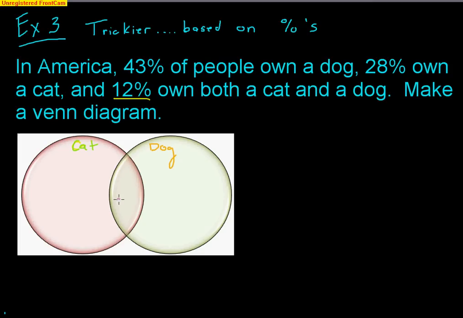So in the middle, I'm going to put that 12%, 0.12. You could write 12% if you want to. I'm going to use the decimal 0.12. So that's the overlap. That's the 12% of people that have both.